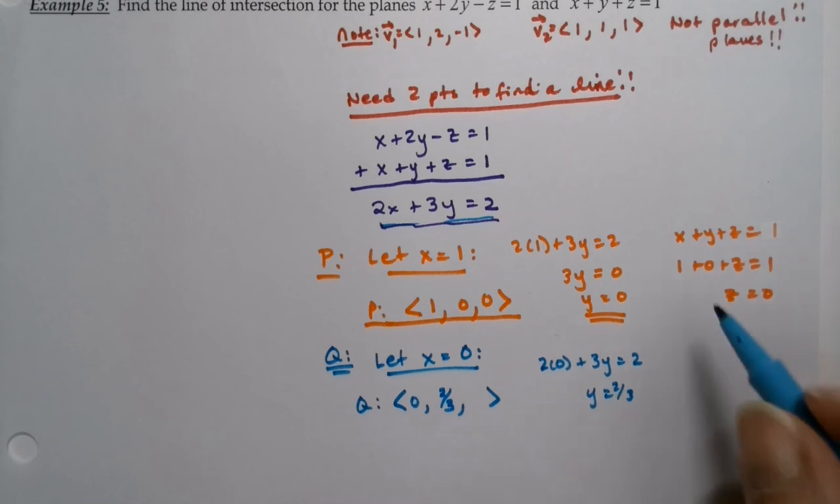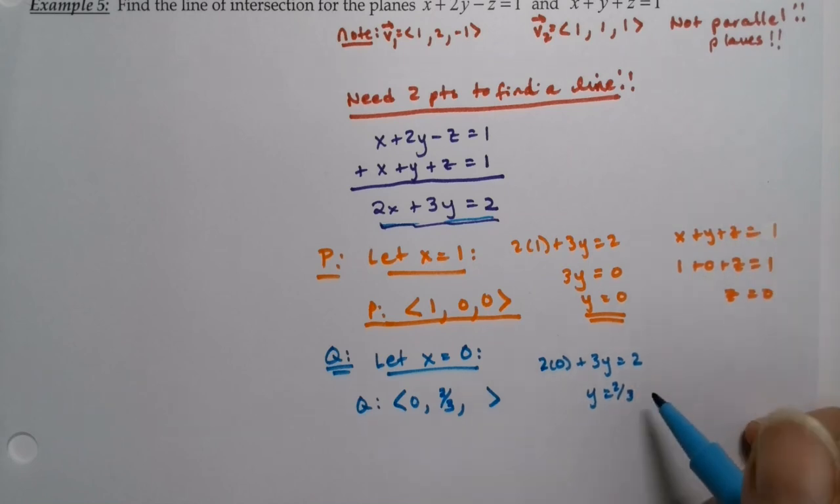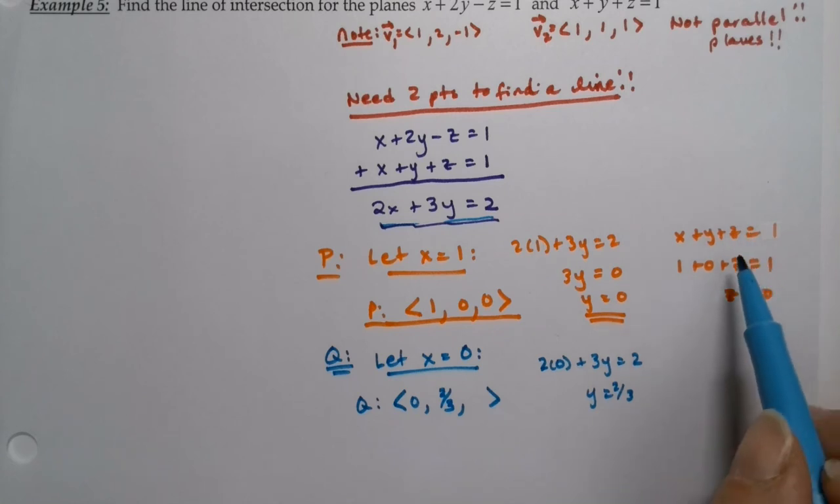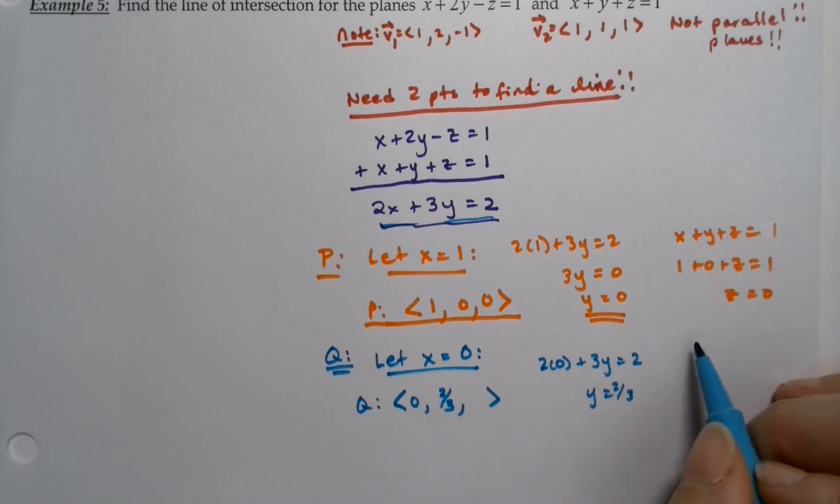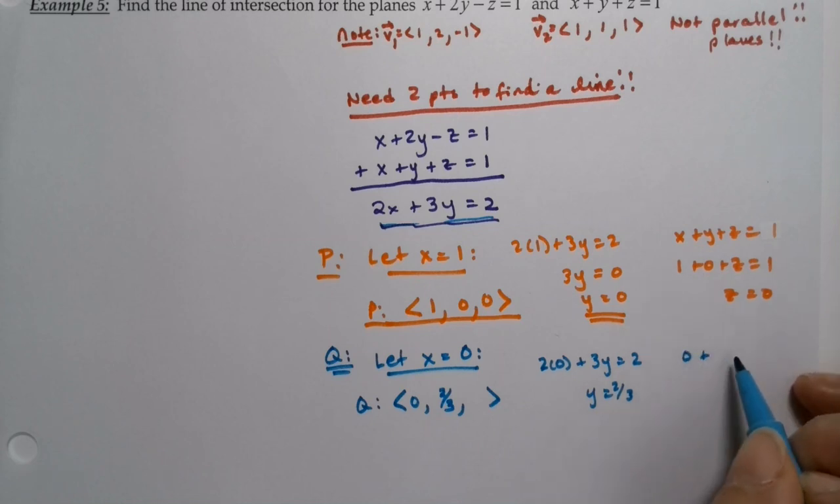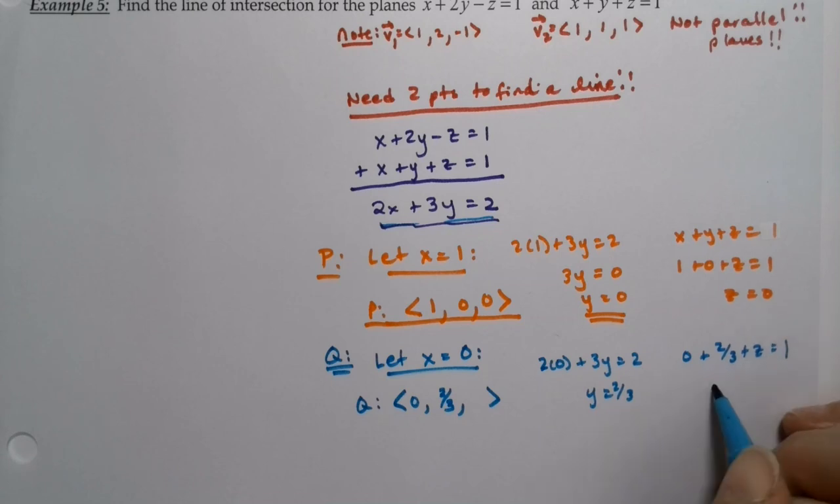All right, and then if I let y be 2/3, then I know that x plus y plus z is equal to 1. So 0 plus 2/3 plus z is equal to 1. So therefore z must be 1/3.